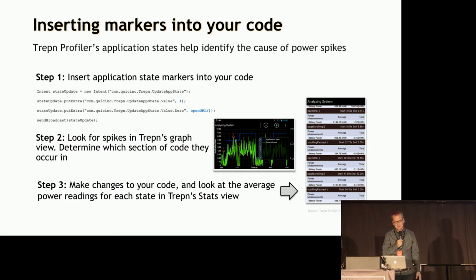I talked earlier about markers. You can put intents in your code and numeric markers or labels, and you'll see those on the graph and also in the static view. So here I have a web browser, and if you look at marker number 1, there's a web page that's being loaded, consuming, looks like about 1.1 watts of power.